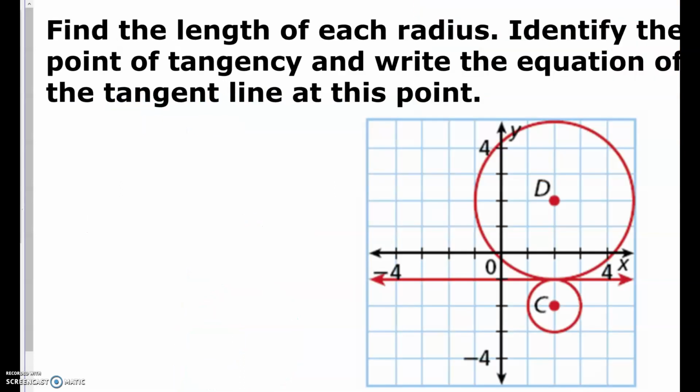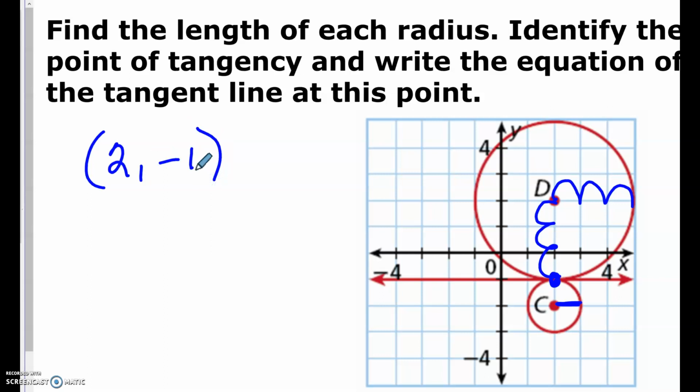All right, find the length of each radius. If we look at this largest circle with center at point D, if you count out 1, 2, 3, you can see that the radius is 3. So the radius of circle D is 3. And if you look at C and just count, this radius is only 1. Now identify the point of tangency. The point where the two circles meet is right here. That ordered pair is (2, -1).